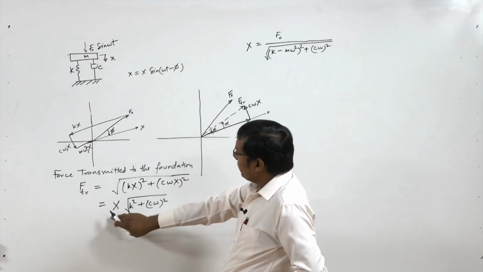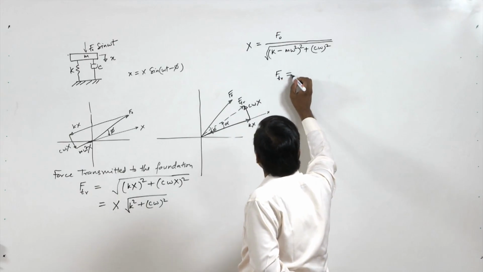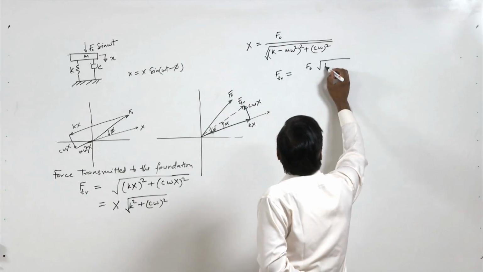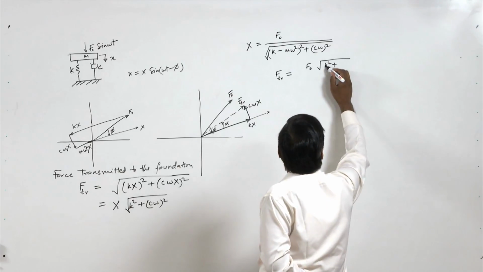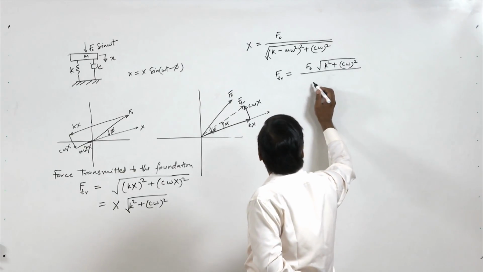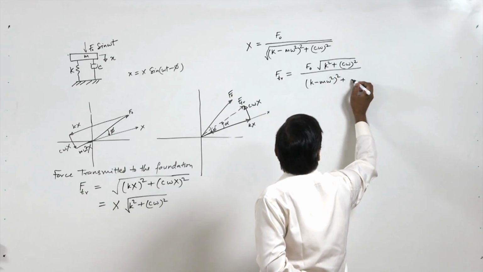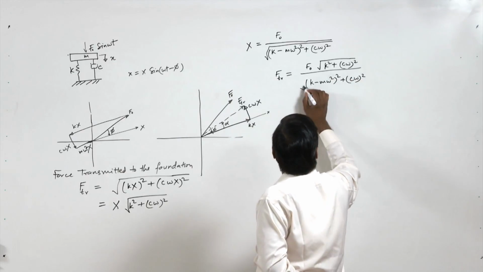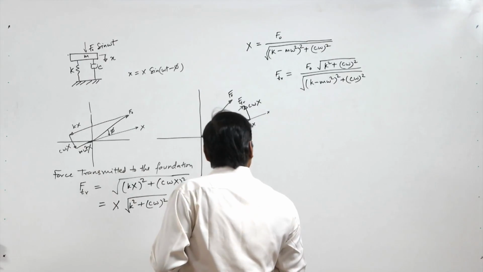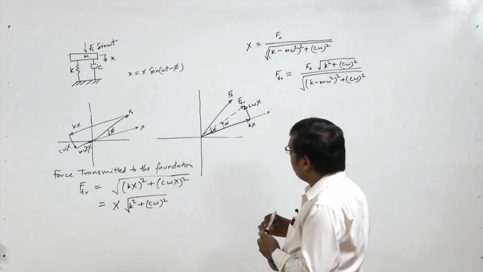So we put this value of x here. So we have FTR equal to F0 under root k square plus (c omega) whole square, upon under root (k minus m omega square) whole square plus (c omega) whole square. Okay, so we have replaced x with this term.